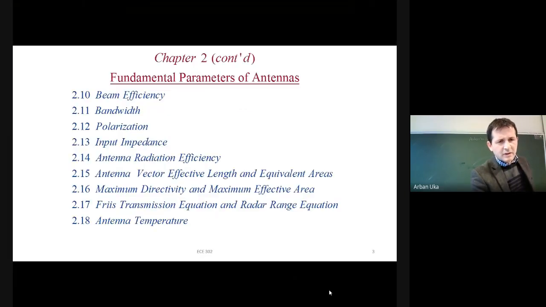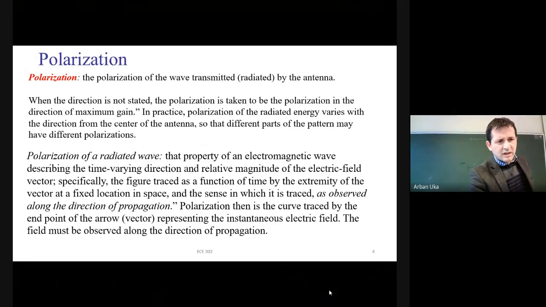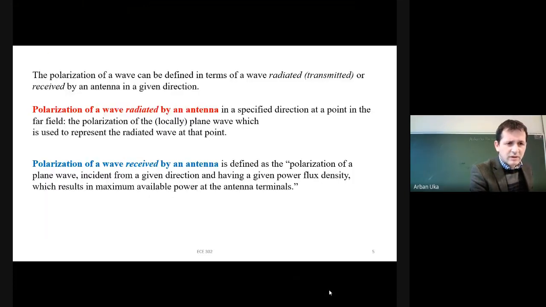Now let's continue. We're discussing antenna parameters. Last time we were talking about the polarization, which is in fact the direction of the electric field, or the polarization of the wave. We know it is the direction of the electric field. The polarization of the emitted, radiated wave when it is sent away from the antenna. We can define a polarization of the wave radiated and the polarization of a wave which is received by the antenna.